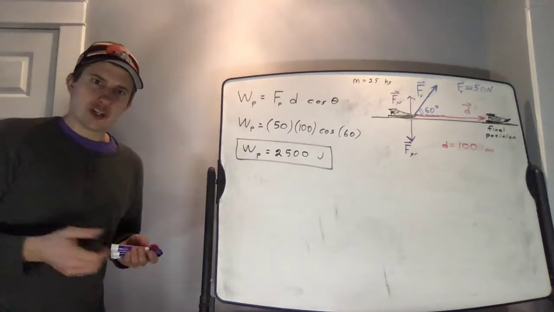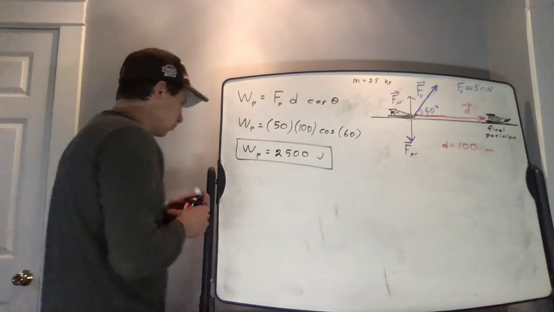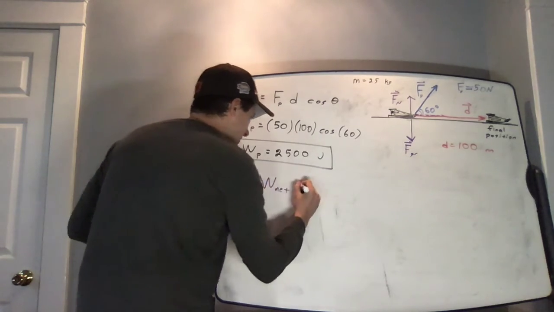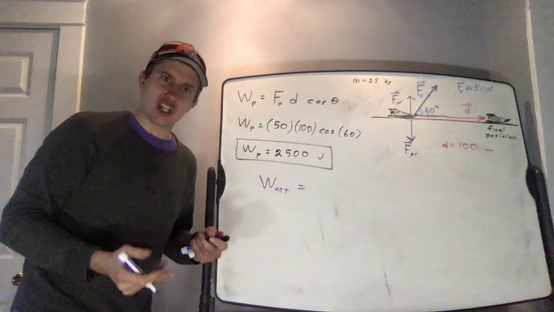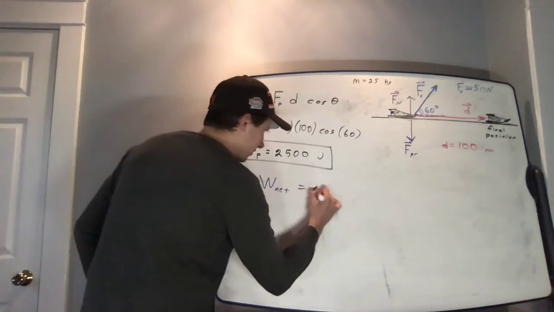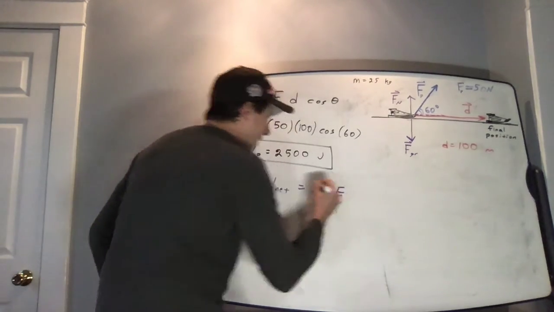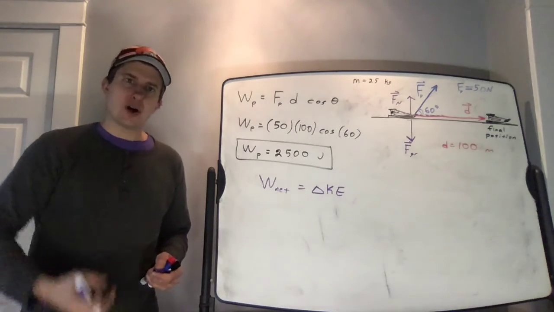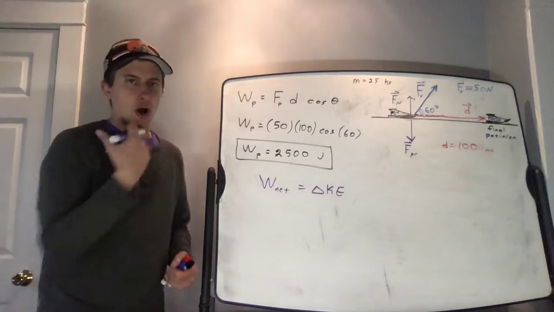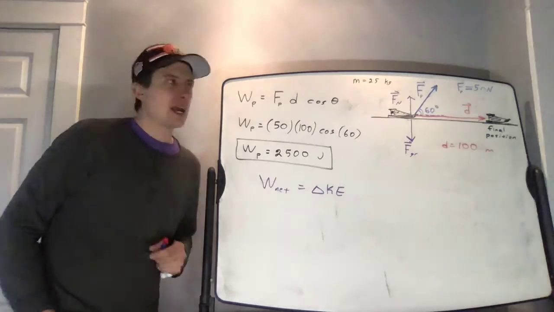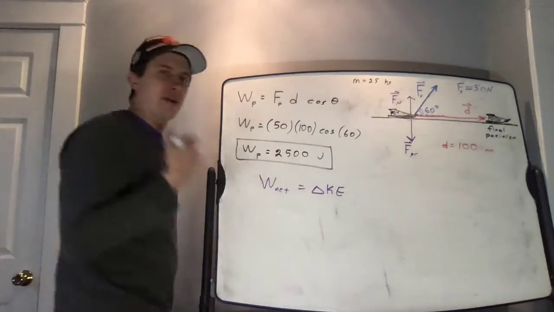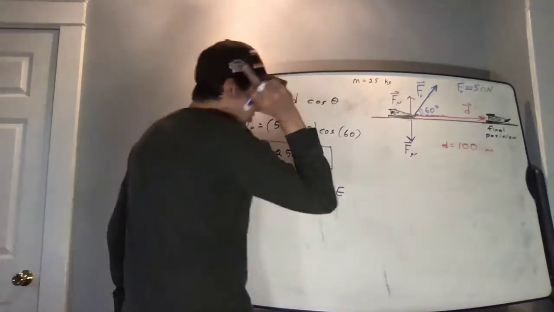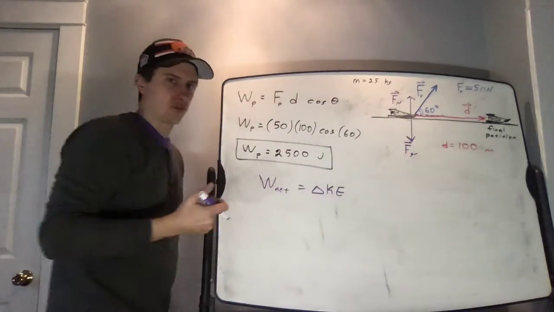The work kinetic energy theorem tells us that the net work done on an object, W net, is equal to the change in the object's kinetic energy. Now, what do I mean by W net? The net work done is the sum of the work done by all the forces acting on the object. In this particular example, I have 3 forces acting on the object. I have the force from my pull, the normal force, and the force of gravity.